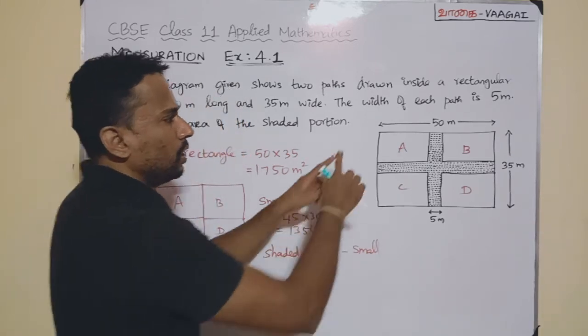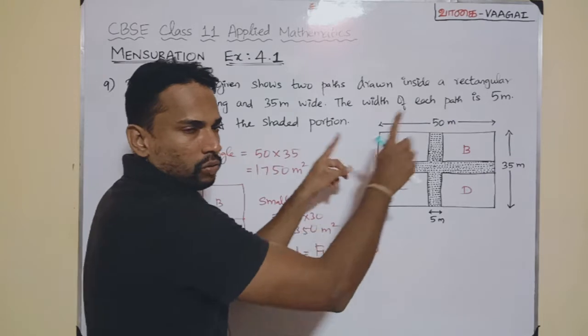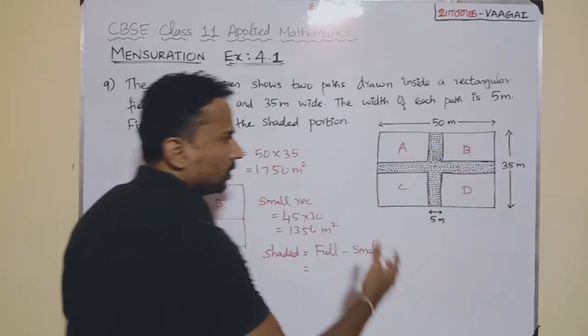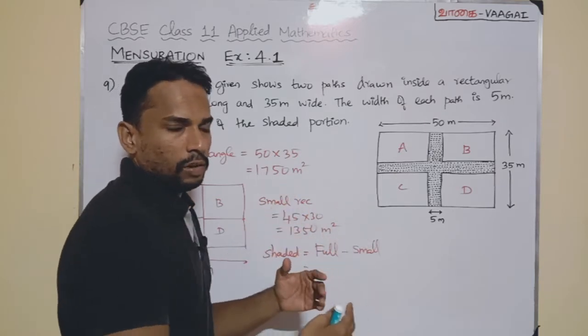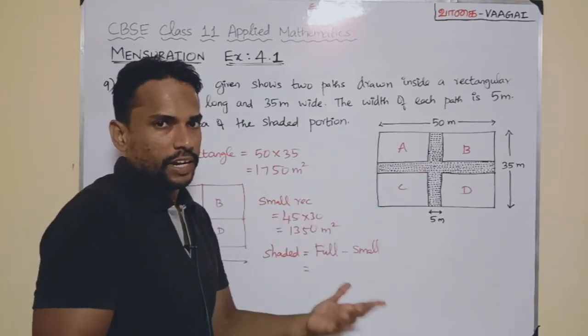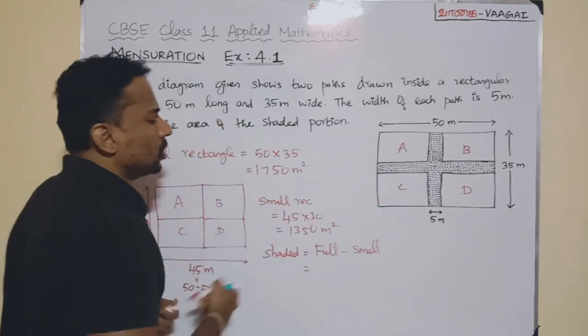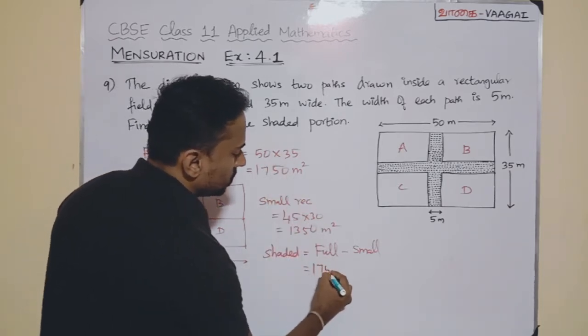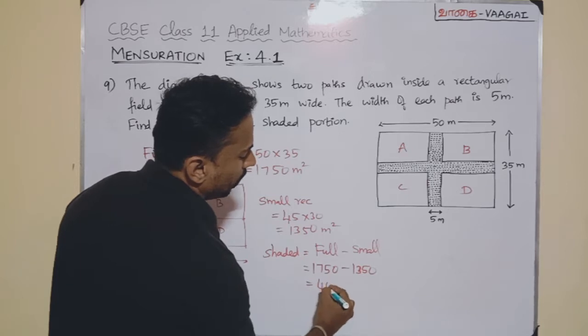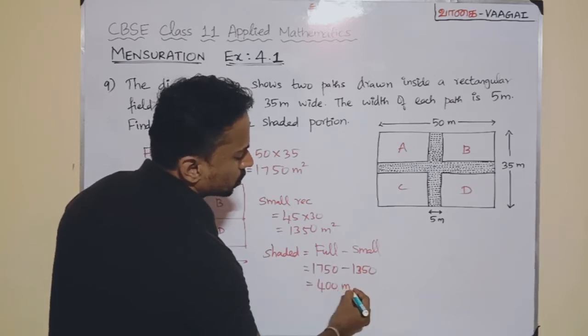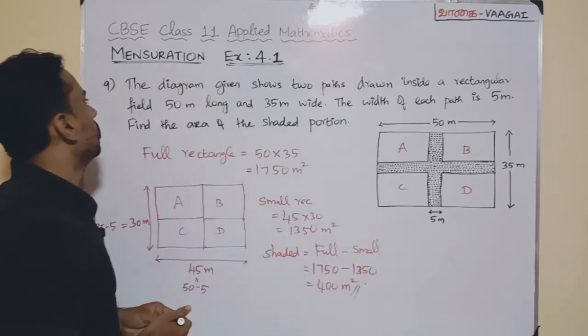Once I do this, I can easily get the answer, is it or not? Because from the full area, I remove these four rectangles' area. Together we got it to be 1350. If I remove it, I will be left with only this pathway, the shaded region. That's what I'm planning here. So my answer will be 1750 minus 1350, which will be exactly 400. So 400 meters square will be the answer to your question number 9.